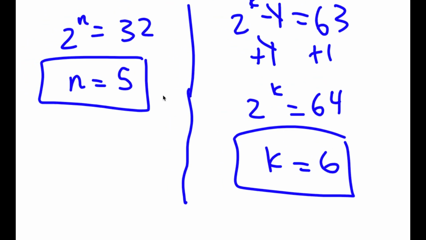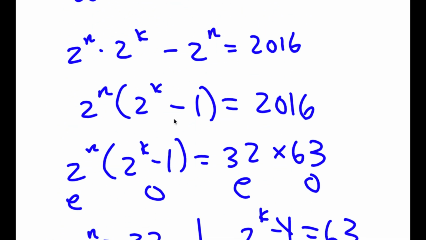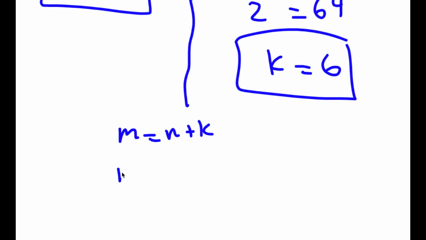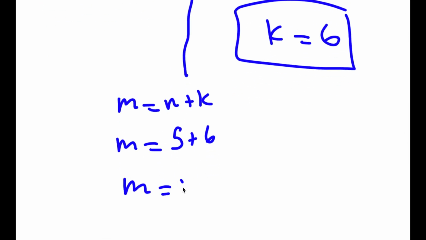So I have my value for n and k, so all we have left to do is find the value of m. And remember, m is equal to n plus k. So n is 5, k is 6, meaning m is 11.